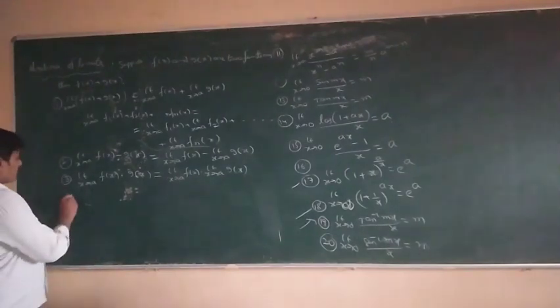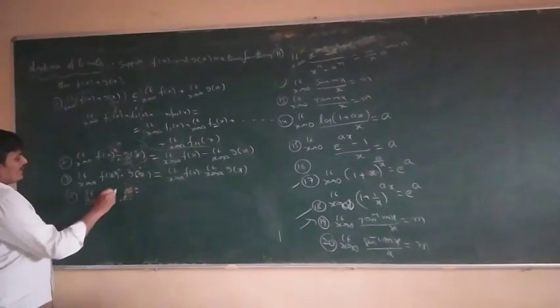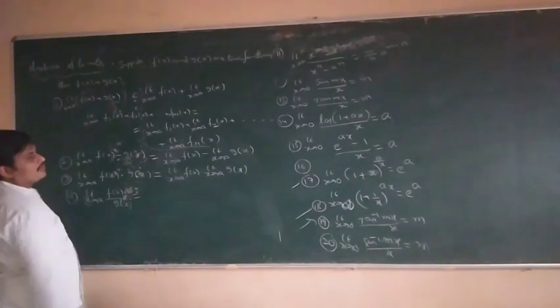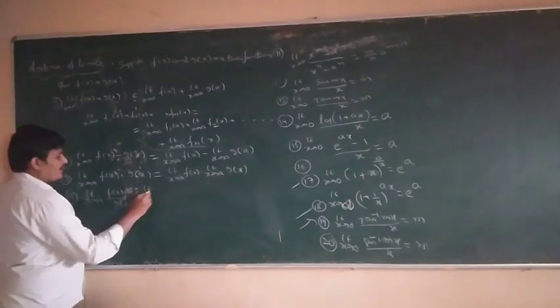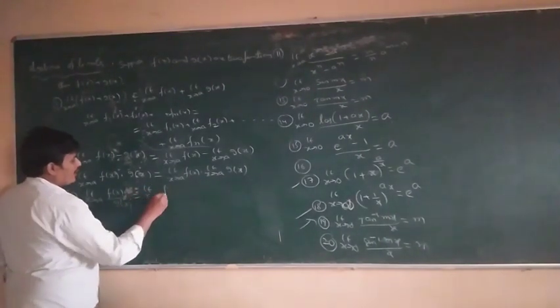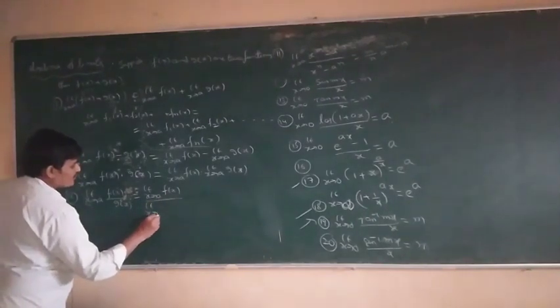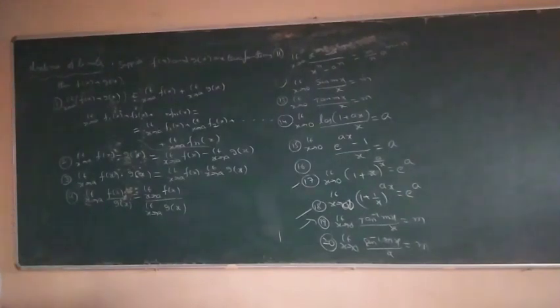Next one, fourth one. Limit x tends to a f of x by g of x is equal to limit x tends to a f of x by limit x tends to a g of x. This is the main 4 algebraic limits.